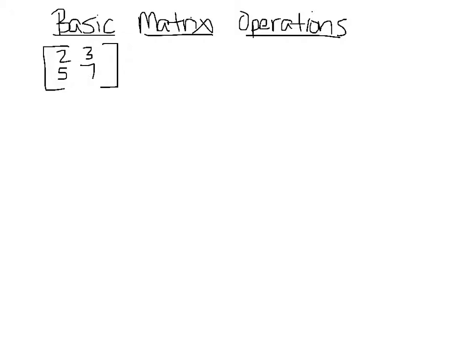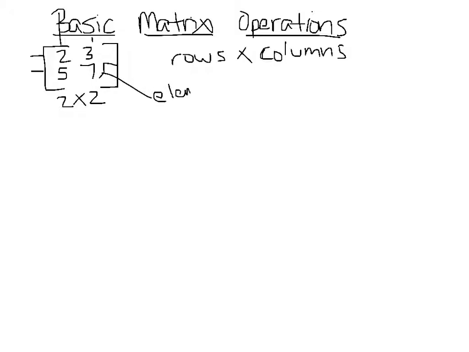We list the dimensions of it in rows by columns. So whenever we talk about the dimension, that's the number of rows by the number of columns. So in this situation, we have 2 rows. We also have 2 columns. So this would be a 2 by 2 matrix. The numbers inside your matrix are called elements. They're the elements of the matrix.